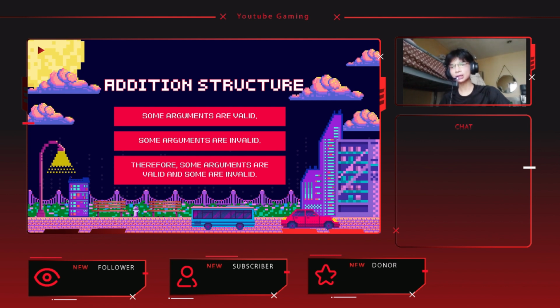Addition structure is a logical structure where some arguments are valid and some arguments are invalid. Therefore, some arguments are valid and some arguments are invalid. And to represent this type of structure, we use the symbol V to represent valid and I for invalid. The argument structure looks like this. This structure illustrates that there can be both valid and invalid arguments within a set of statements. It emphasizes that not all statements can be categorized as strictly valid or invalid. Some may fall into both categories depending on the context.